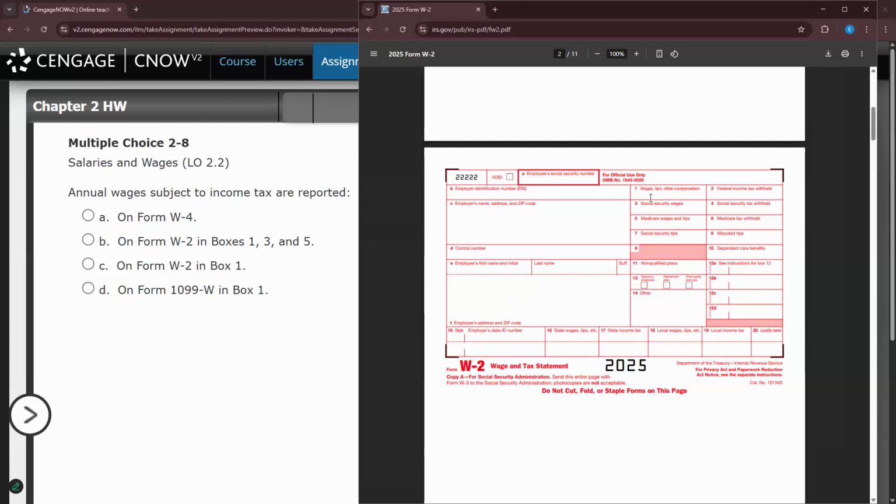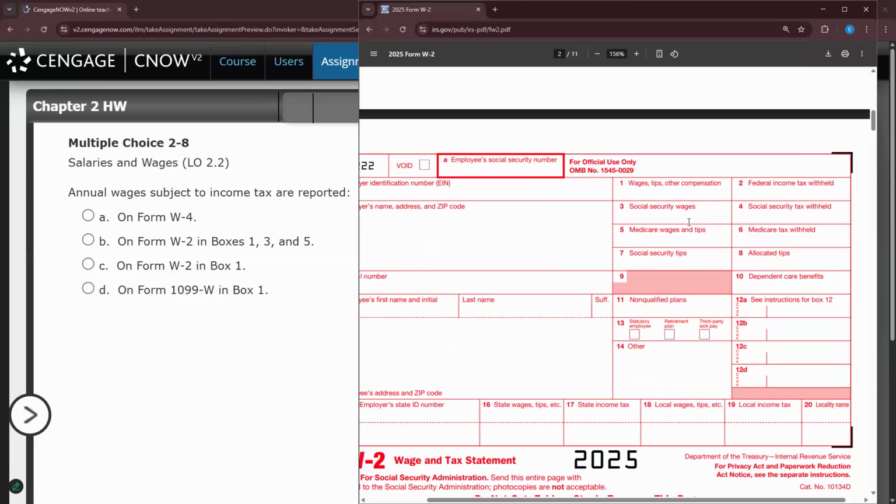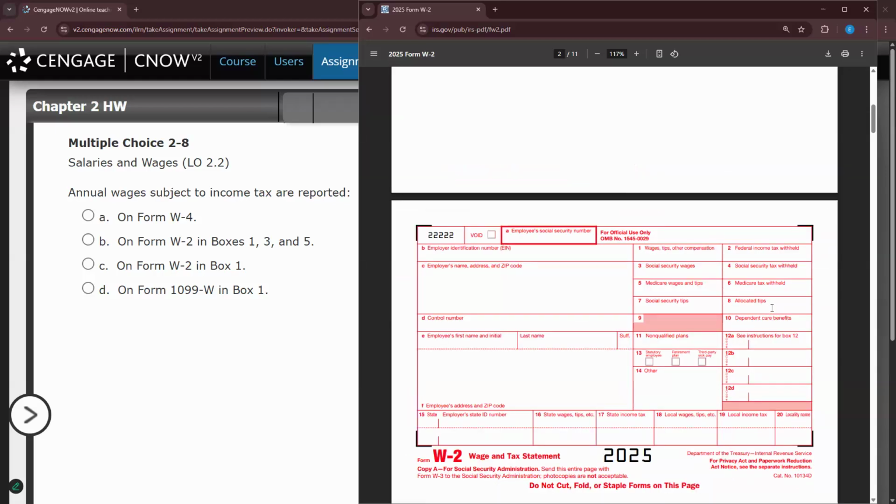And then here we see we have boxes 1 to 20. Box 1 shows wages, tips, other compensation. Box 2 shows federal income taxes withheld. Then we have Social Security wages, Medicare wages, Social Security tips. Depending on your situation, maybe not all of this information is completed. In my profession, I've been doing taxes for maybe 14 years, and I can't think of any time I've ever seen a W-2 with box 11, but it's there because it applies to certain situations, right?